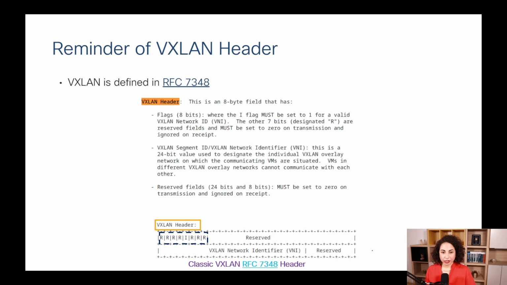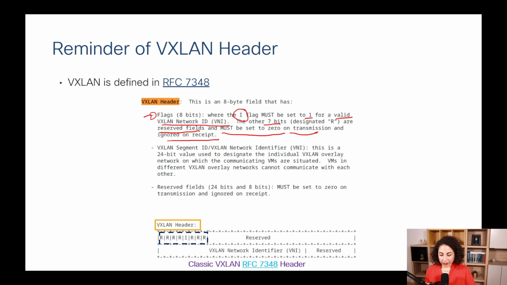Now, let's check out how this header is encoded. First we have some bits, which are called the flags. In the flags, there is only one bit, the I bit, that must be set to 1 to mention that we are carrying a valid VXLAN network ID, so a valid VNI. The other fields from the flags, called the R bits, are reserved fields and must be set to 0 on transmission and ignored on receipt.